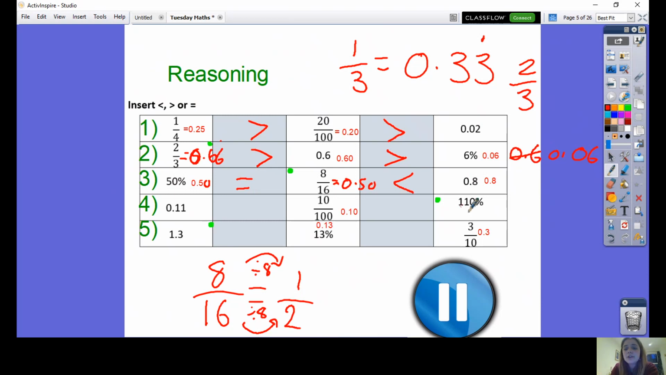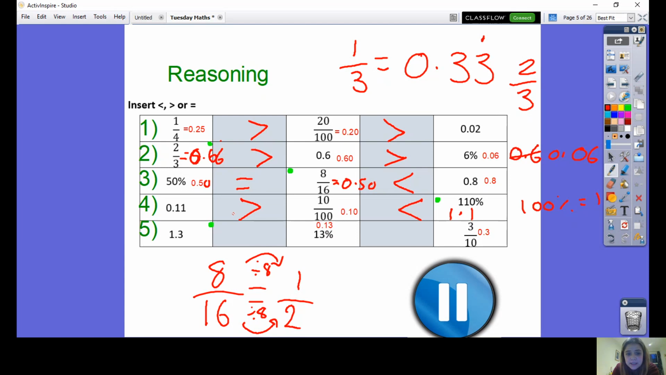Here again, I thought you might struggle a little bit with 110%. We know 100% is equal to 1 whole. So 110%, that's 1 whole 0.10% or 1/10, 1.1, which is clearly larger than 0.10, and 0.11 is greater there.